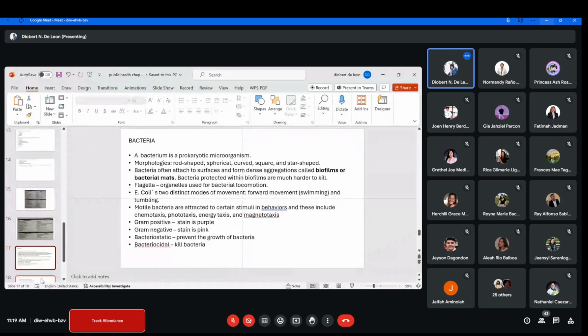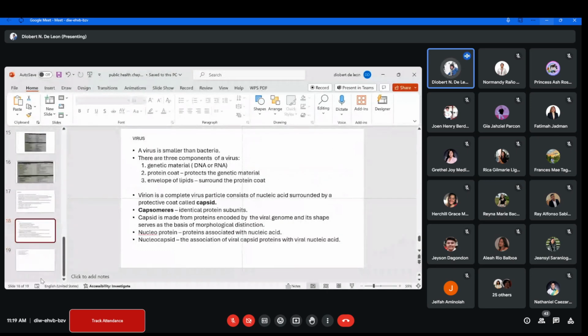Bacterial infections may be treated with antibiotics, which are classified as bactericidal, which kills bacteria, no? While bacteriostatic antibiotics prevent the growth of bacteria. Simple lang, guys, no? Basic lang siya. Now, moving on, we have the virus.